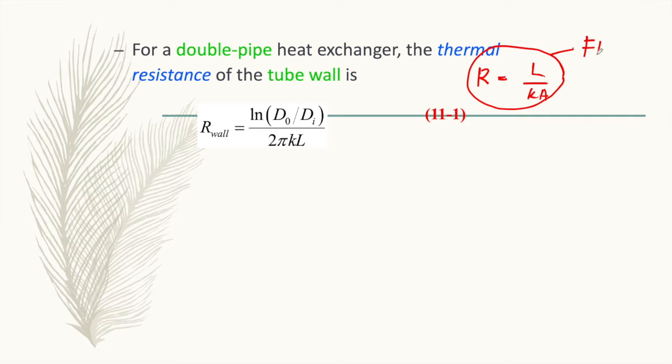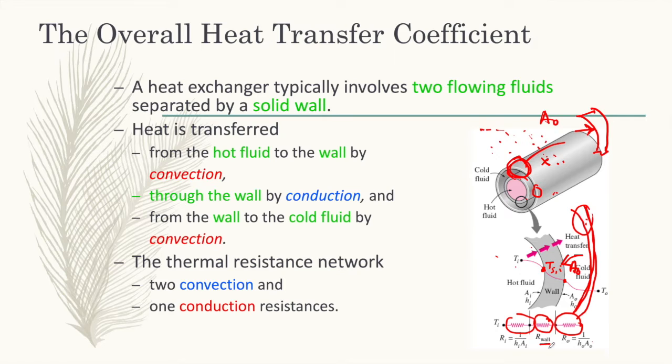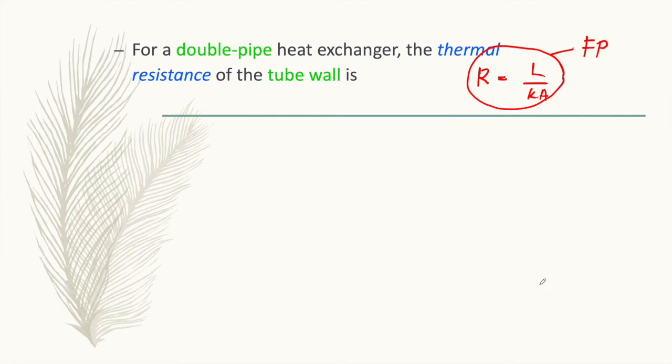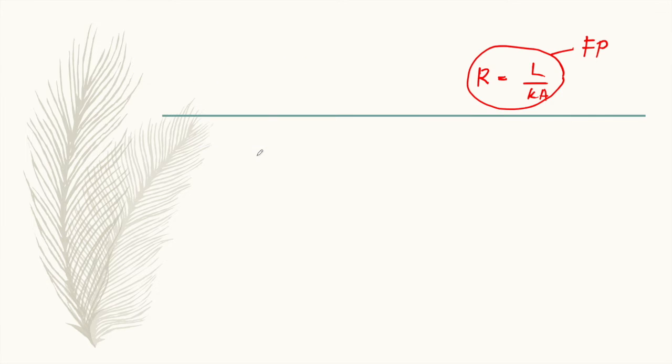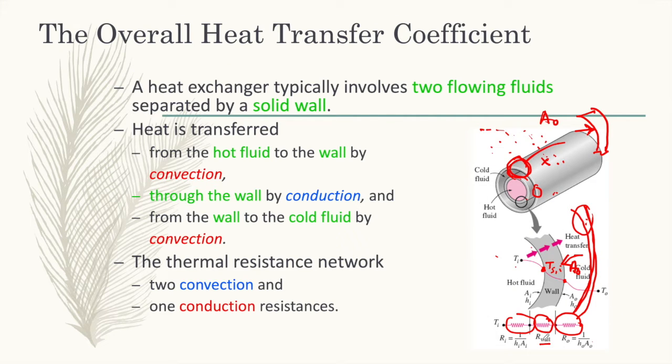This is only for a flat plate. Do not use this equation in order to calculate the resistance of the wall of the inside tubes. Do not use the flat plate resistance equation. Use this because we deal with the cylinder shape, cylinder tube. Therefore, the equation must be ln(d outer over d inner) divided by 2 pi kL. This is the right equation for the cylinder or for the tubes.